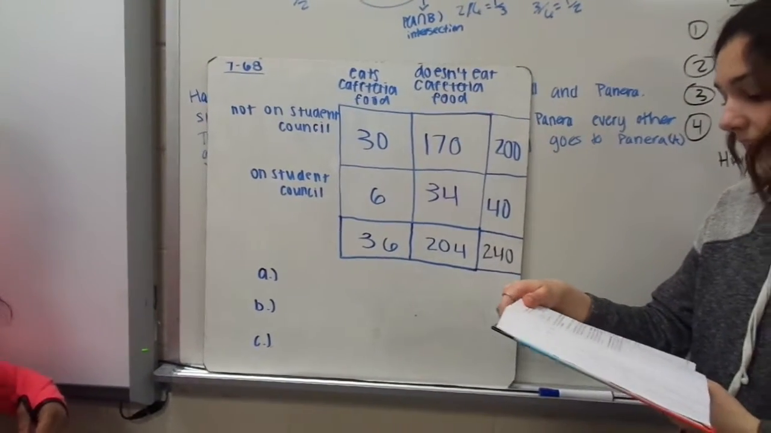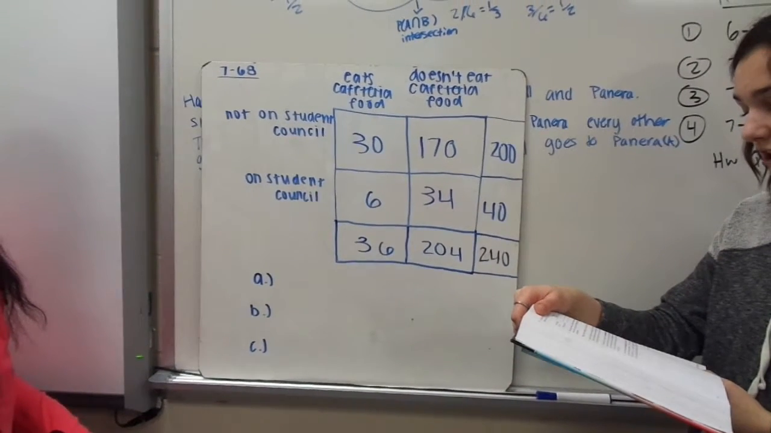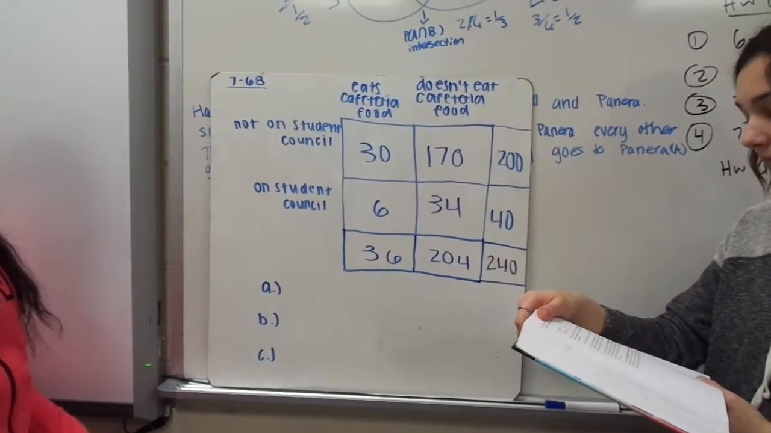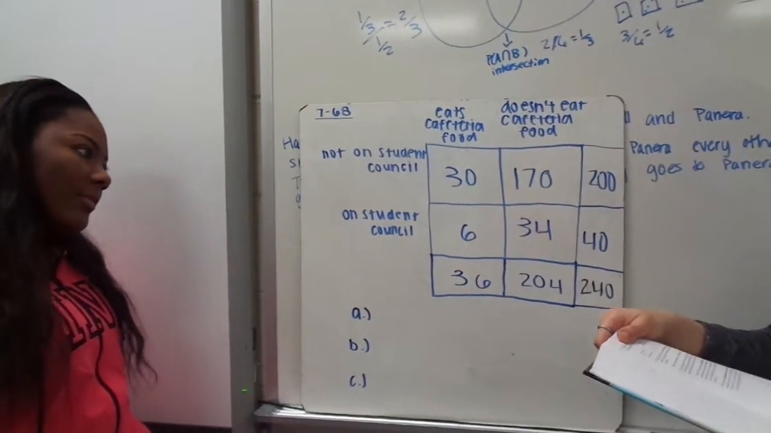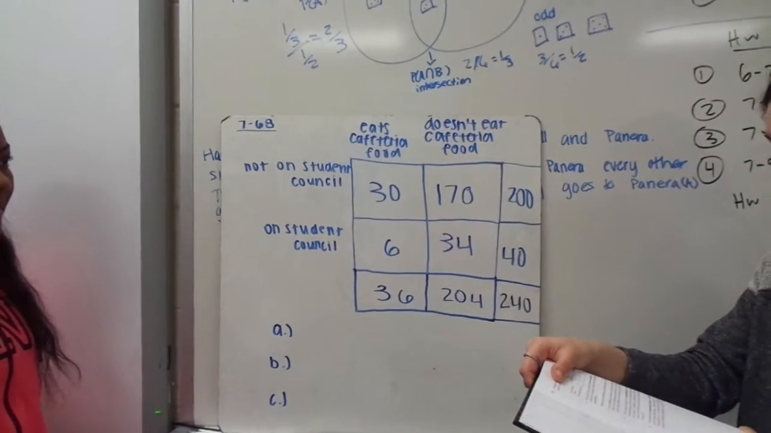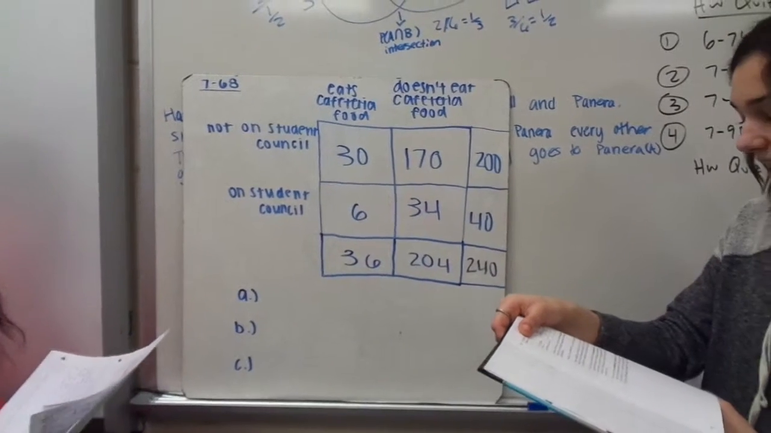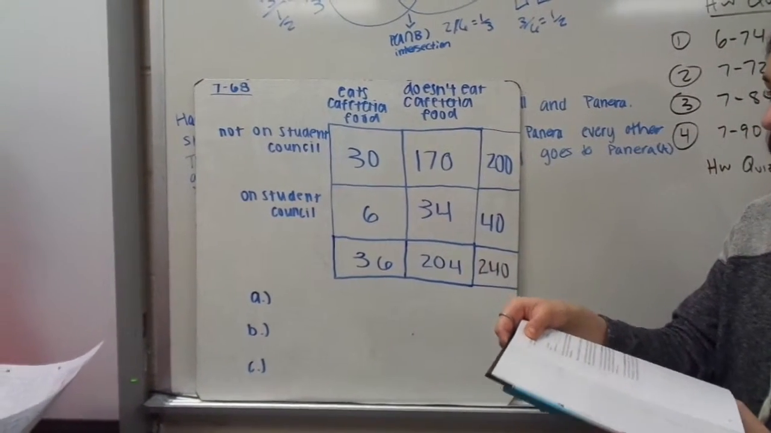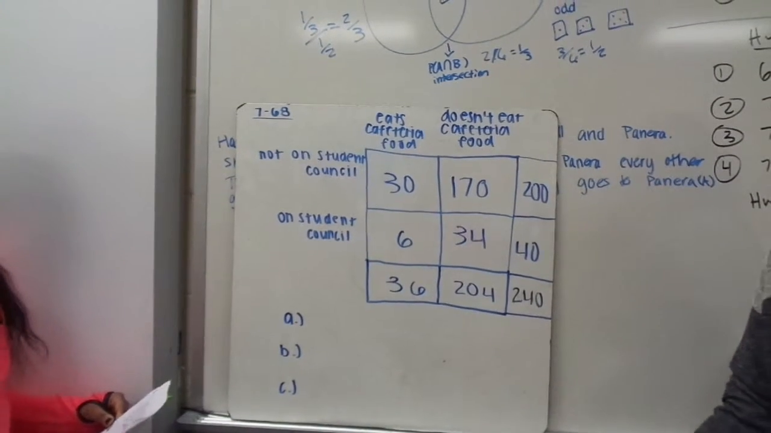Two events, A and B, are independent if knowing that event B occurred does not change the probability of event A occurring. That is, two events, A and B, are independent if P of A given B equals P of A. Are the events on student council and eat at cafeteria independent? Why or why not? The events are independent because you just divide by 1.